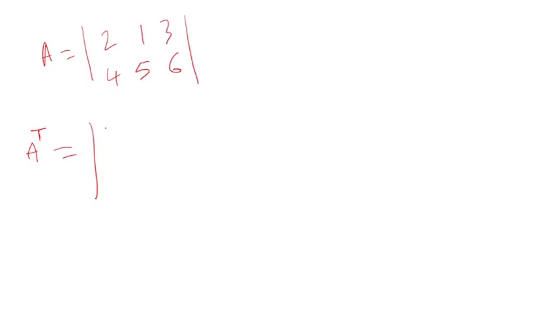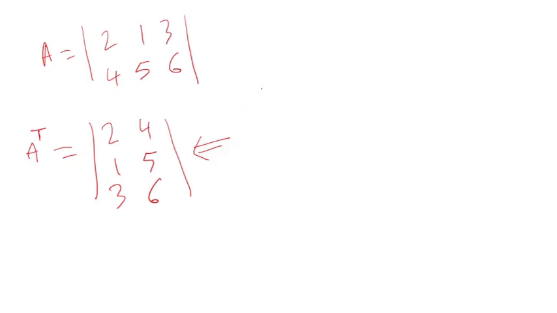In this video, I'll talk about some basics of matrices. So let's assume you have a matrix A, which has entries of 2, 1, 3, 4, 5, 6. So the A transpose, or the transpose of A, basically is 2, 1, 3, 4, 5, 6. So how did I construct this?